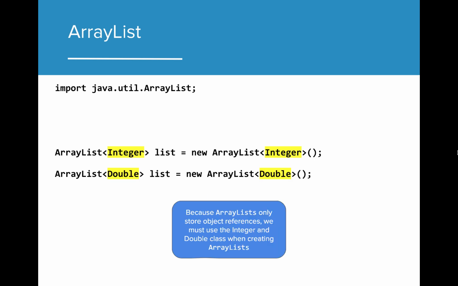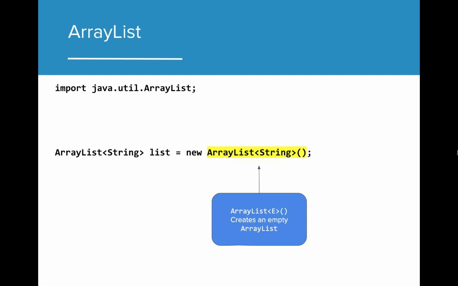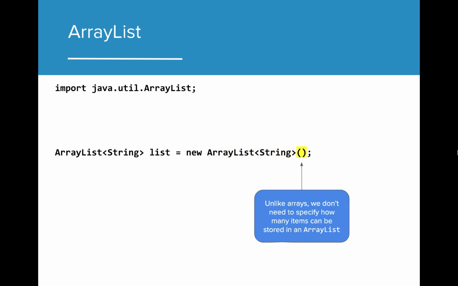Because array lists only store object references, in order to store int and double values, we must use the Integer and Double wrapper classes when initializing array lists. When an int or double is added to an array list, they are auto-boxed into their respective Integer and Double class values. To create a new array list, we can simply call the ArrayList<E> constructor. This will create an empty array list. Unlike arrays, we don't need to specify the number of items that will be stored in an array list, as the size of the array list can be actively changed.